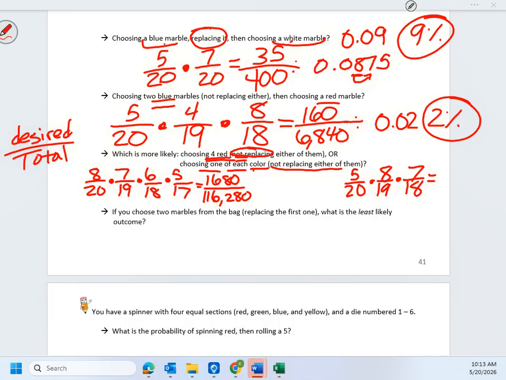Is this the second one? The second one is close. So this is 0.01, what percent is that? I'm not sure what percent it is. 5%. So this was 4%. This is 1%. Which one is more likely to fit? You were almost there. Good.